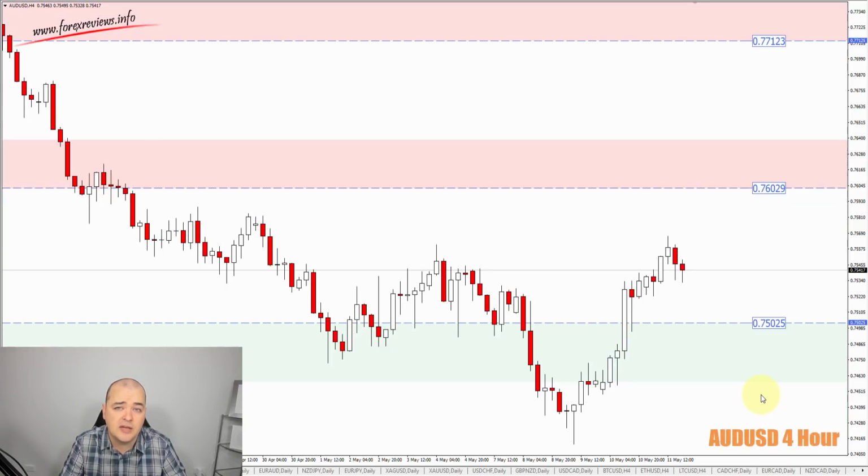Okay, next pair to highlight is AUD, and I'm on the 4-hour chart. Now AUD last week retested the 75 zone area, which was a potential bullish evidence area. And as you can see, the bulls did try to hold this zone. However, unfortunately, during the week, the bears took control and broke below this area and closed below this area.